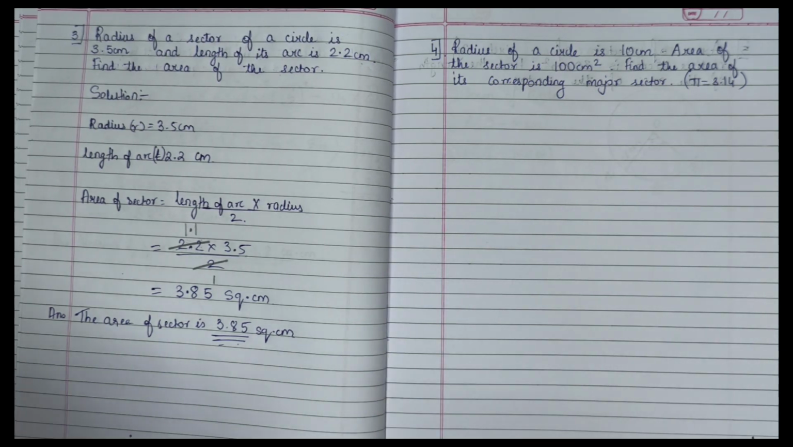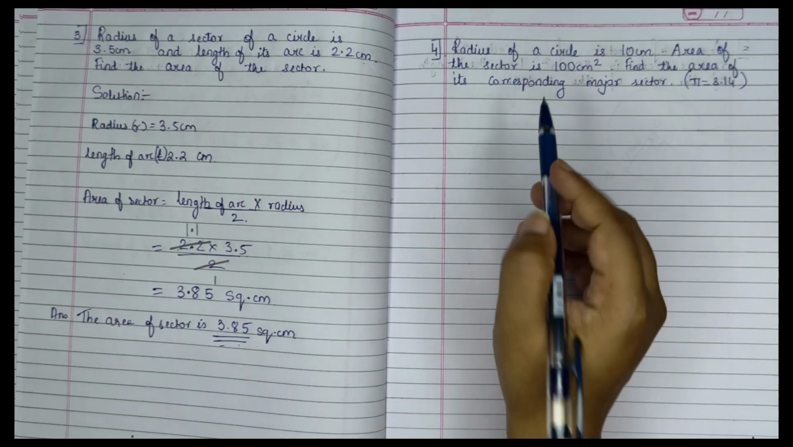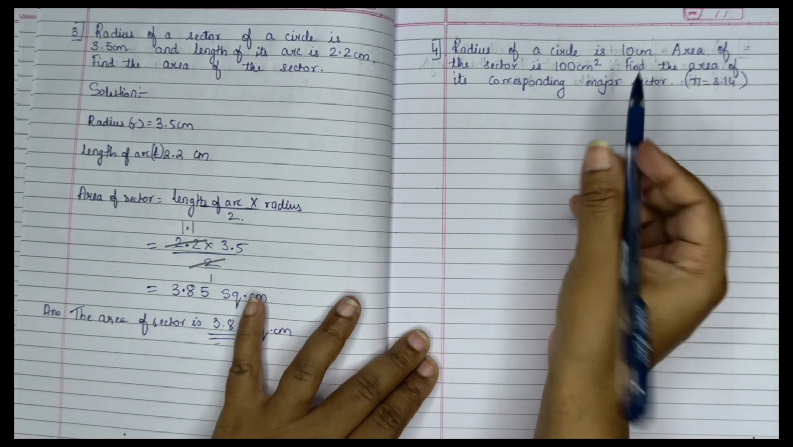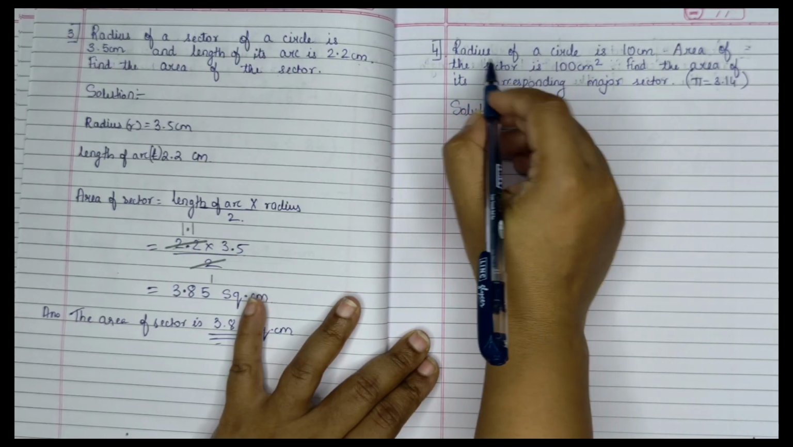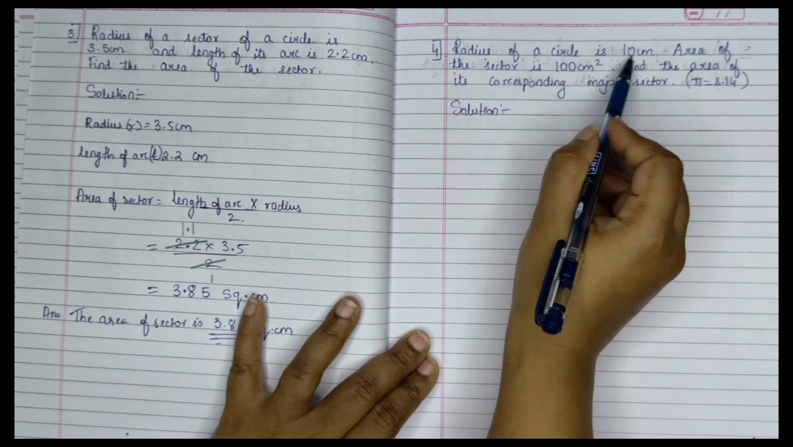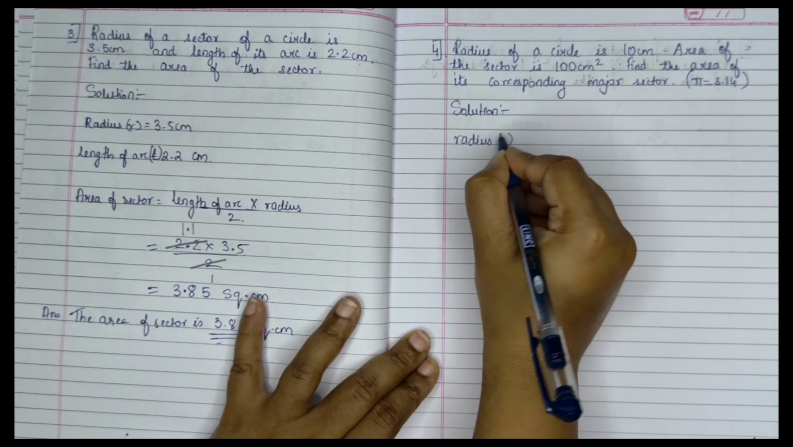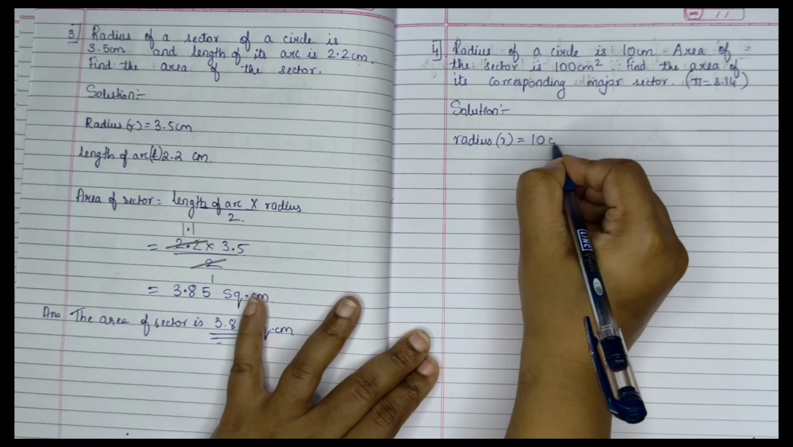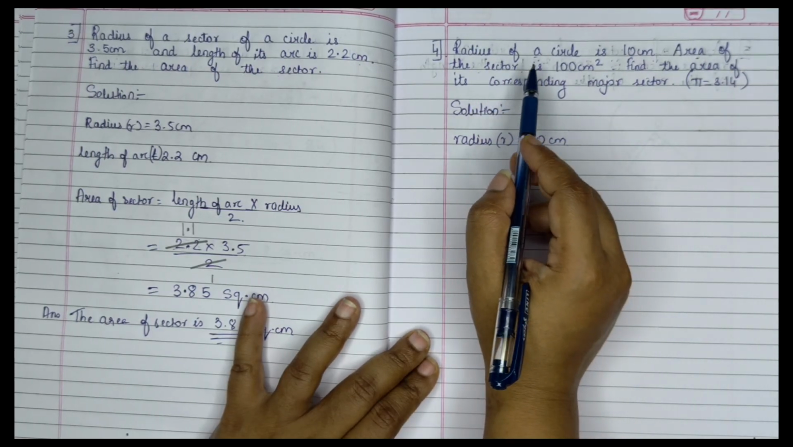Now we will do the fourth sum. See, in the fourth sum what is given is the radius of the circle is 10 centimeters. First write the solution. Radius is given, we'll go in order. Radius of the circle is 10 centimeters, so radius R is equal to 10 centimeters. Area of the sector is given.